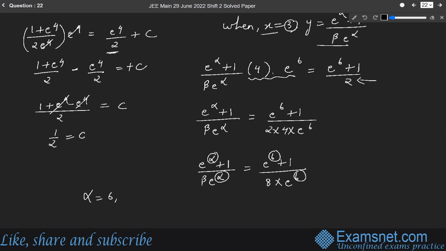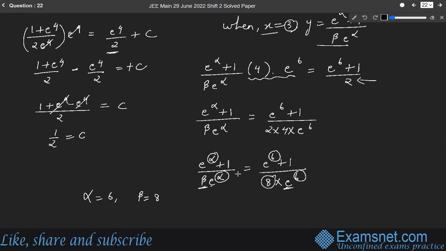And again, when we compare for the value of beta, what is beta? Beta is the coefficient of e power alpha. Here, alpha is 6. So what is the coefficient of e power 6? The coefficient is 8. So we have the value of beta as 8. We just have to simply compare both the sides. Then we easily get the value of alpha and beta.